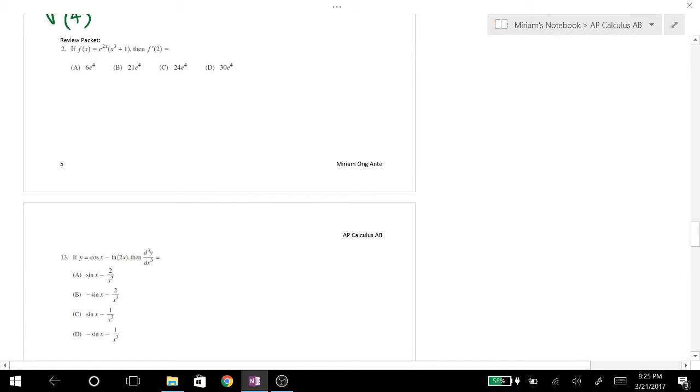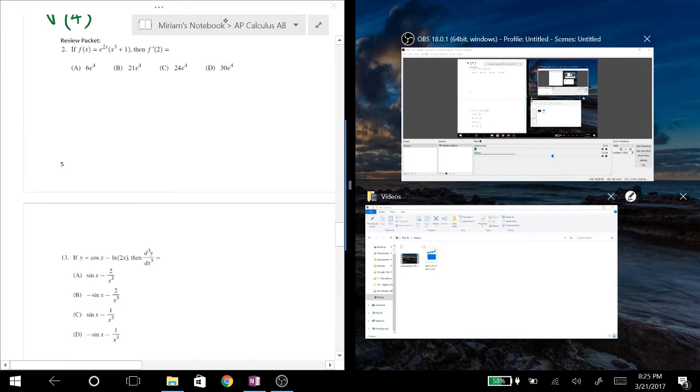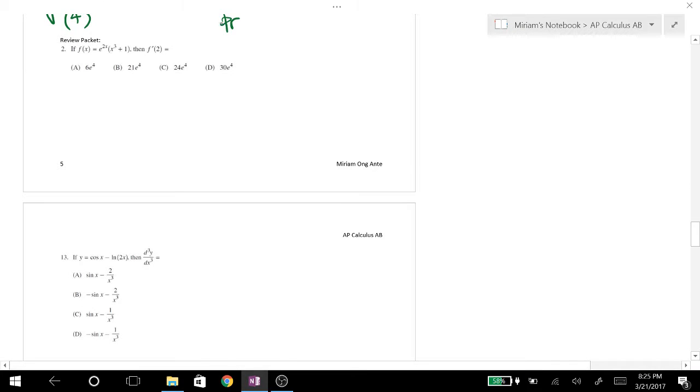Okay, so I printed out the problems from the review packet that apply to derivatives that we're reviewing right now. So number 2, they give you the function, they want to know the derivative, and then to plug in 2. Okay? So we know we need to use the product rule here because we're multiplying 2 functions, e to the 2x and x to the third plus 1. Make sure to plug in 2 in the end.